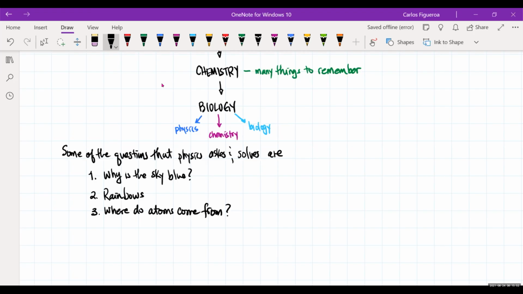Now, it's more complicated than that. And so there's a long story of how atoms are made and how they got to be here on earth. That is a deep and really, really interesting question.